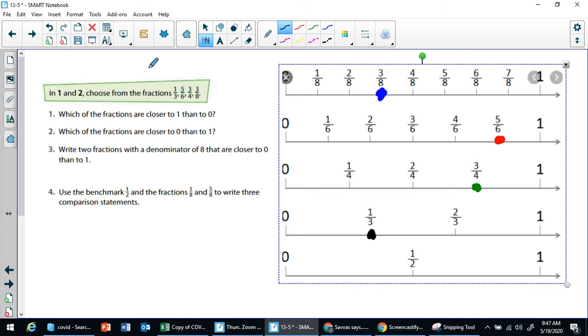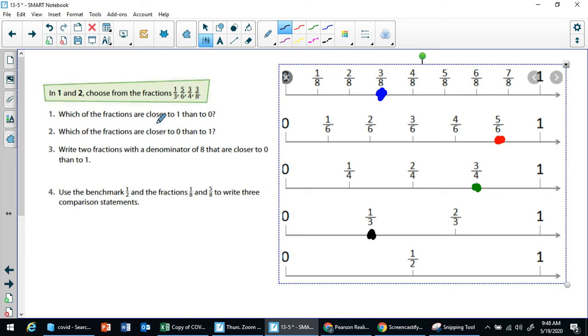Okay, so now that you hopefully have your packet, let's get started. In 1 and 2, choose from the fractions 1/3, 5/6, 3/4, 3/8. And boys and girls, I have provided for you a model to help you. I have put all of those fractions on number lines and I color coded them for you. So let's start with the first one.